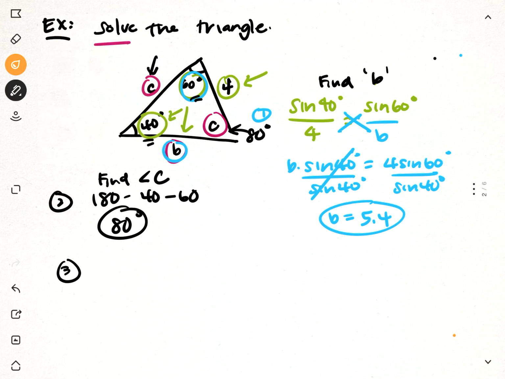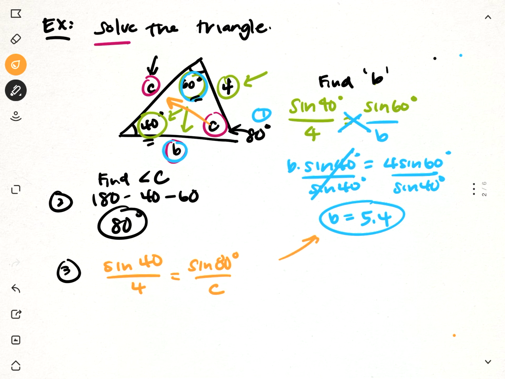Okay, and we can set this up again like we did. So we can use the sine 40 over 4 equals, now that we know that the angle is 80, right? We can say sine 80 because we're trying to find the opposite side, right? Over C.